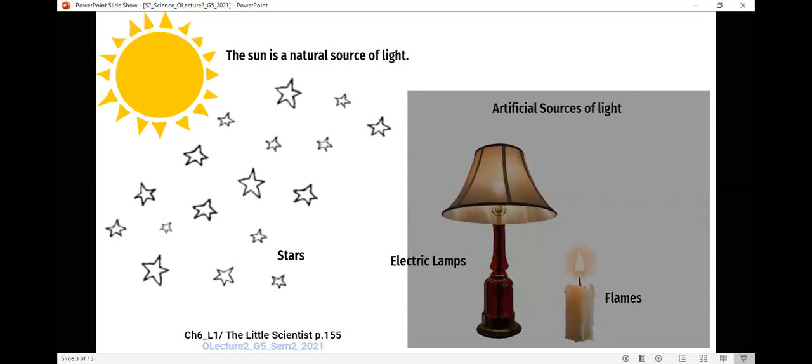As you know now, we have two types of sources of light. Natural sources of light or artificial sources of light. Natural sources of light are found in nature. Artificial sources of light are made by human.